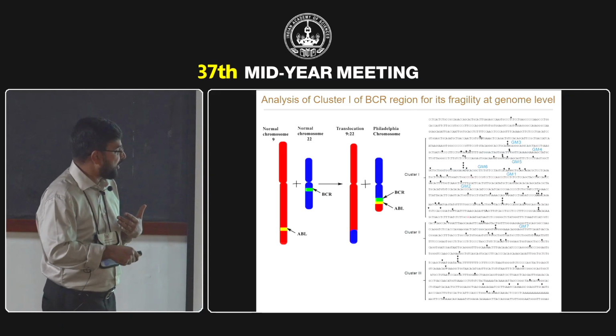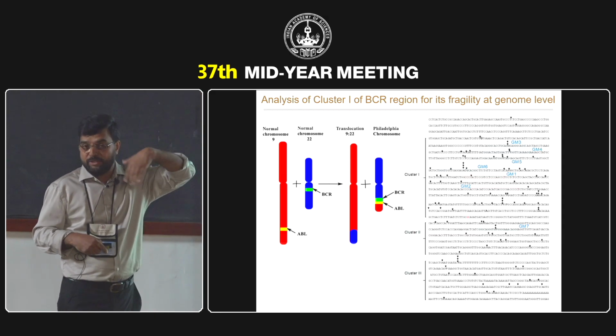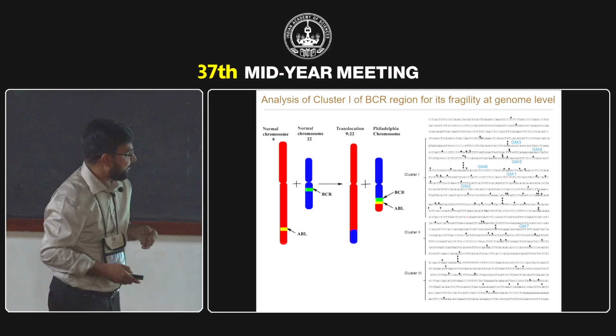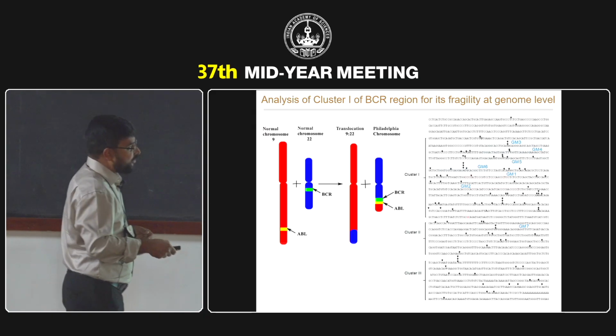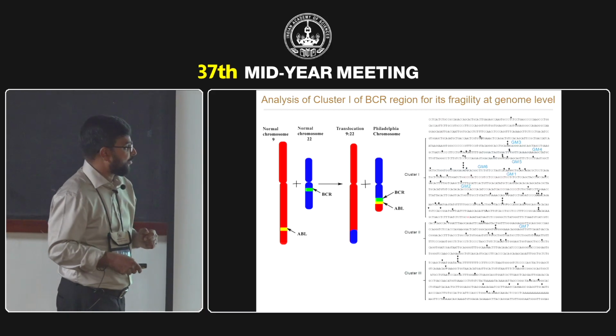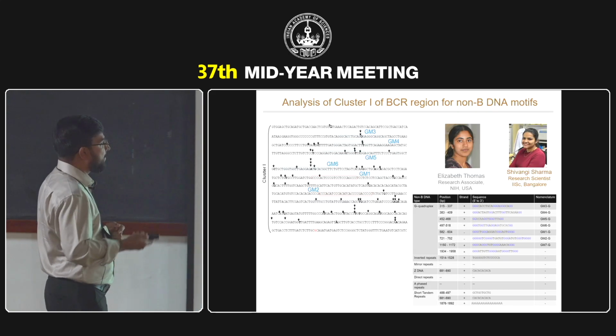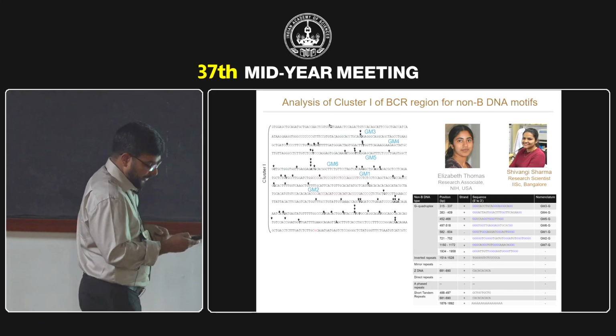BCR-ABL, these are the two genes broken during formation of the Philadelphia chromosome. As I said, the one which was described in the 60s, 70s. And then if you look at the patient breakpoint regions, you see there are a lot of arrows here that indicate a particular patient breakpoint region. There are a lot of G-quadruplex forming motifs, which is again shown here.